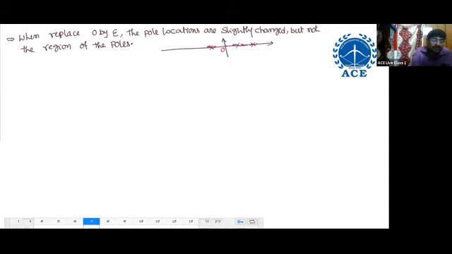Next question. Come on, solve this question, all of you. Next characteristic equation: s power 5 plus s power 4 plus 2s cube plus 2s square plus 3s plus 15 equal to 0. Come on, do it.